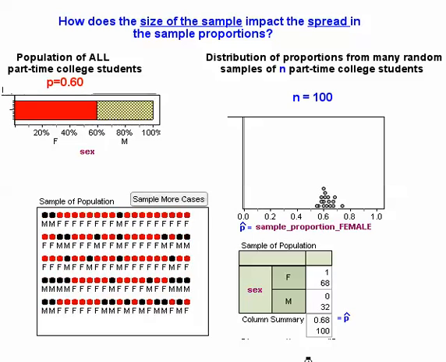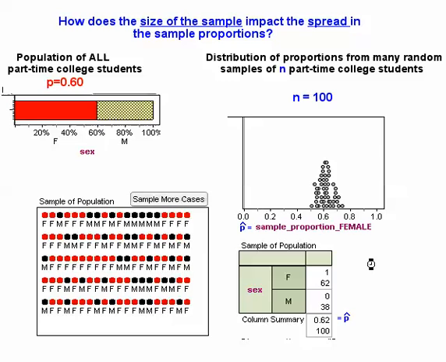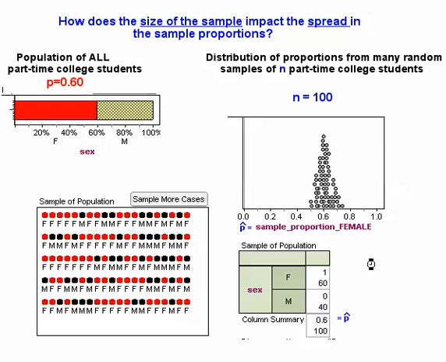What we're interested in is what is happening to the spread that we're seeing in the sample proportions. We're expecting that many of the sample proportions will be close to the population proportion of 0.6. But do we think we will see more variability, less variability, or variability that's about the same as we saw previously? We're going to pause the movie and ask you to investigate this question. What do you think will be the standard deviation of the sample proportions when the sample size is 100?